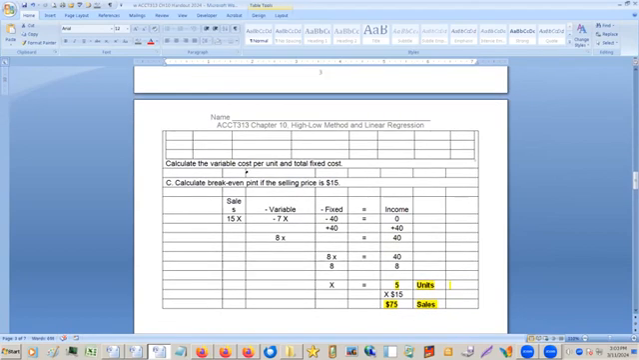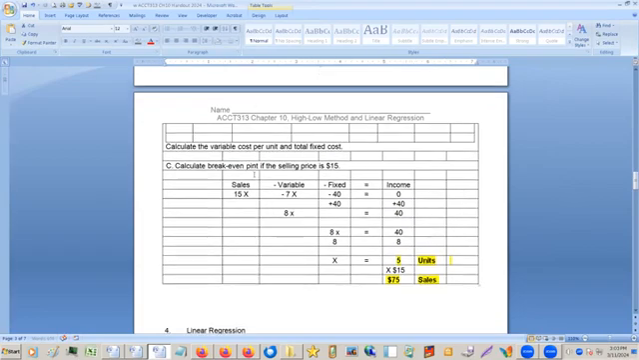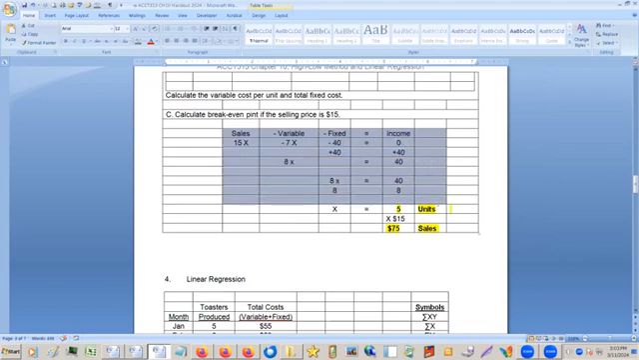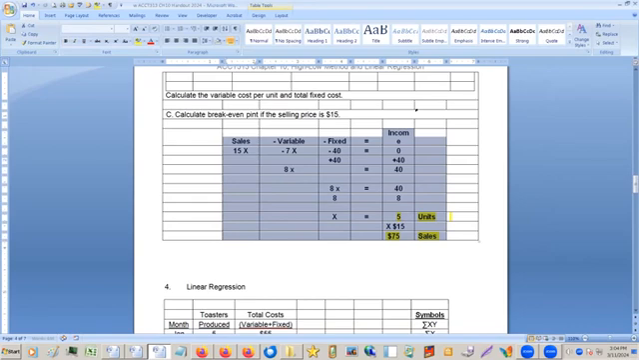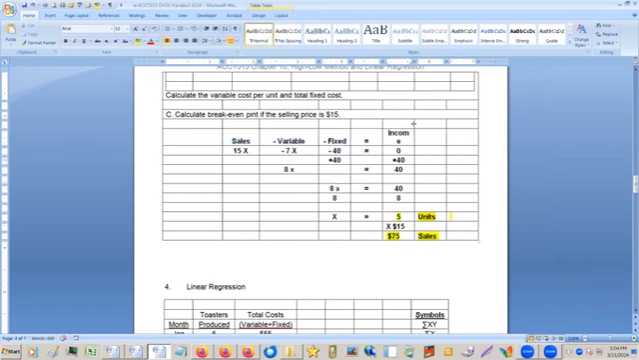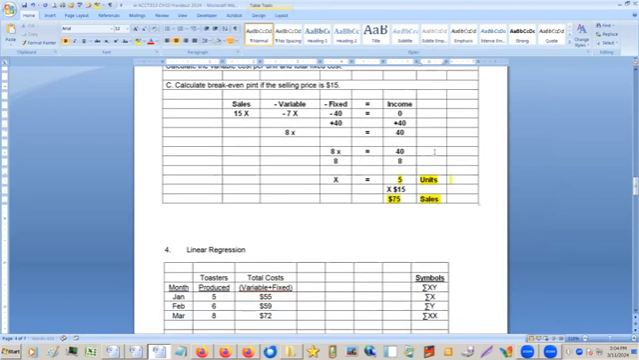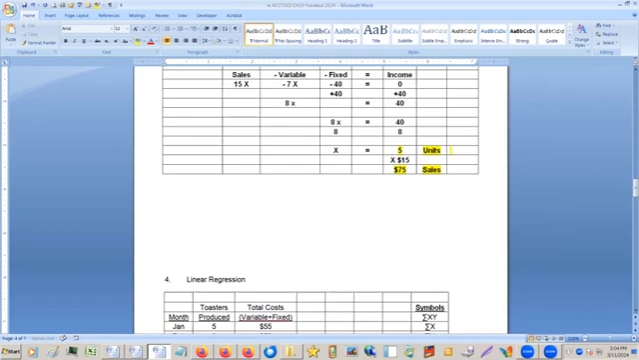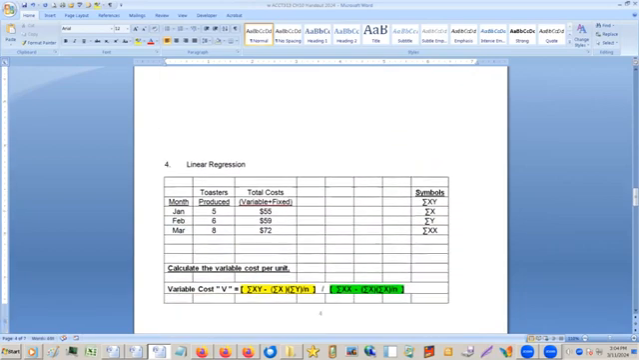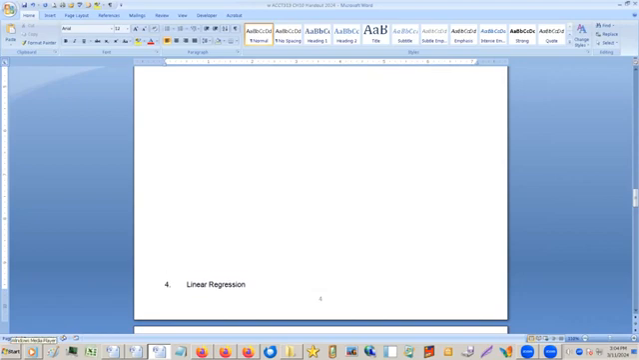This is sort of like chapter 3. And I believe you should have got 5 units and $75 as the break even. So you guys got? All right. Okay. Now we're going to go to linear regression.